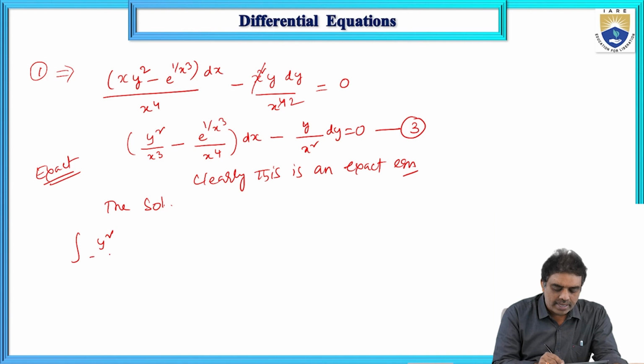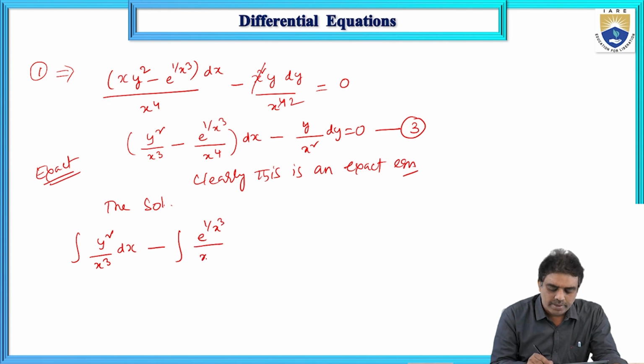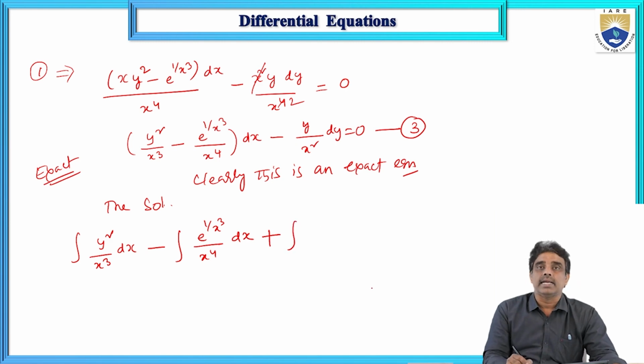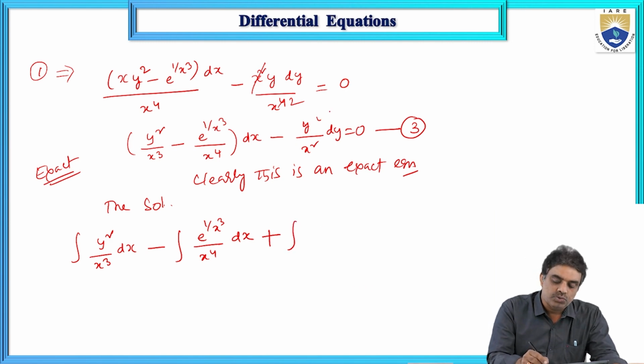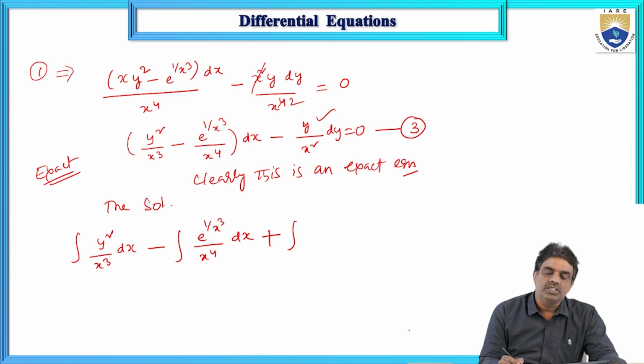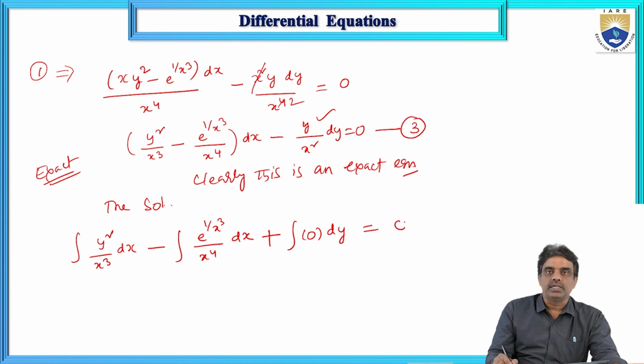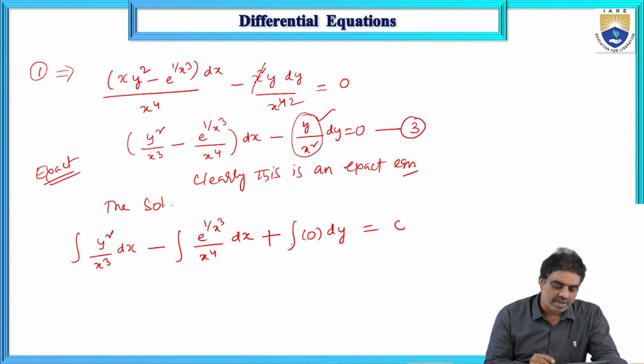∫y²/x³ dx, first term, minus ∫e^(1/x³)/x⁴ dx, plus the integral of the terms of N not containing x, into dy. There is only one term in N and it contains x, so there is no such term. ∫0 dy = c. So there is no term to integrate in the function N, so ∫0 dy.